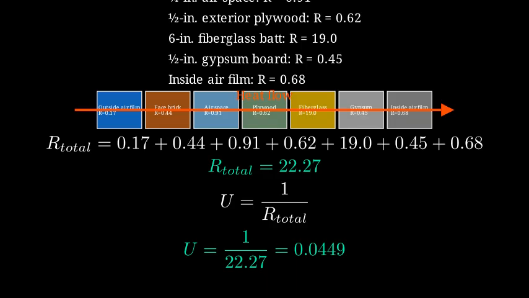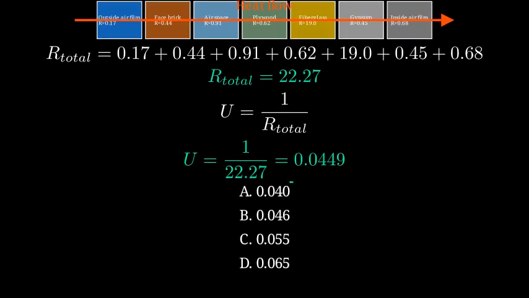Looking at the answer choices, the closest value is 0.046. So the correct answer is choice B.